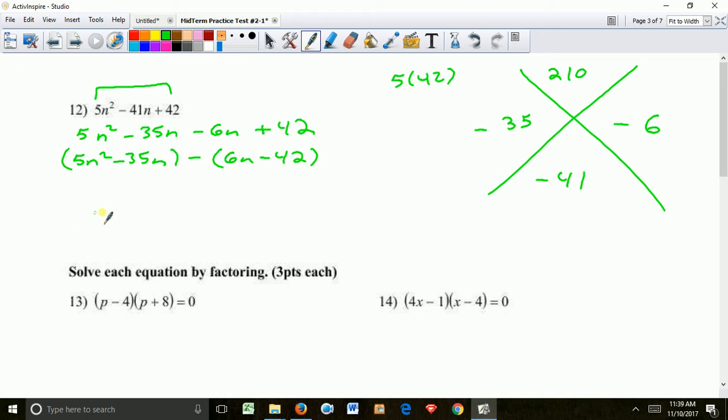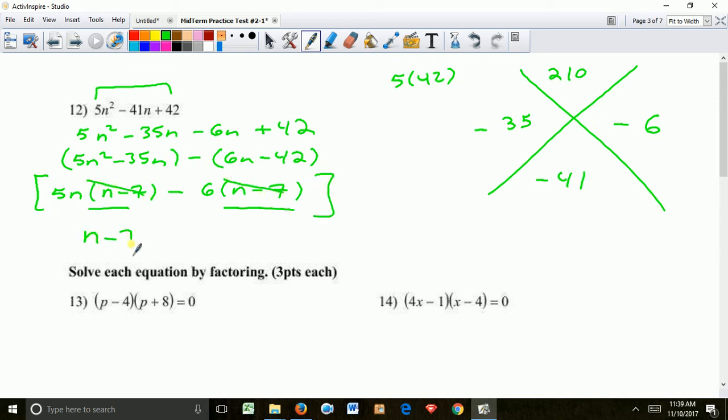Here we can factor out 5n and get n minus 7. And then on the second one, we can factor out 6 and get n minus 7. And now we have the same binomial linear factor, n minus 7. Factor out 1n minus 7. And now we get n minus 7 times the quantity of 5n minus 6.